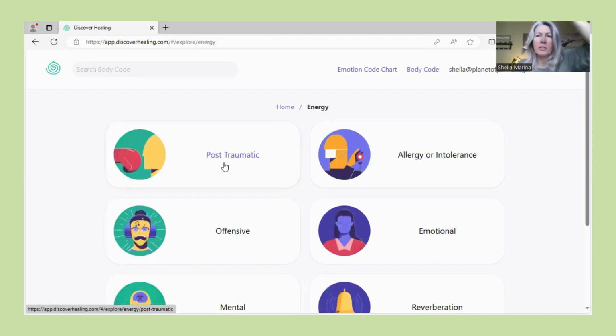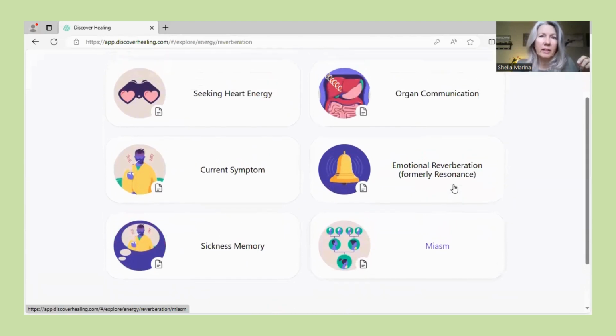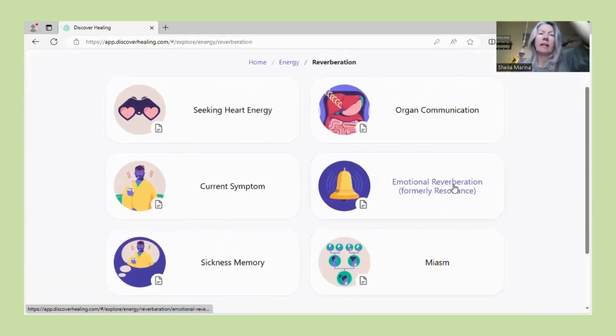Is this on the left side of the chart? No. On the right side of the chart, does this have to do with an allergy or intolerance? No. Does this have to do with something emotional? No. This has to do with a reverberation? Yes. So there's some kind of reverberation that's stuck now within Gus. And on Gus, is this on the left side of the chart? No. On the right side of the chart, is it the first one? Is it an organ communication?